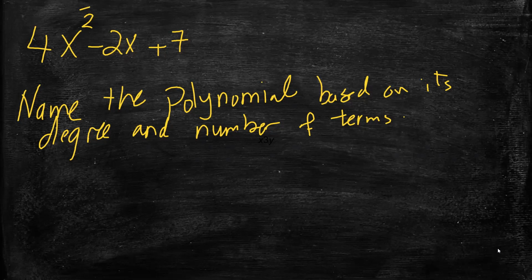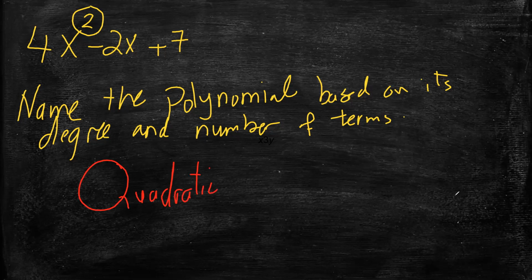If the highest degree here is 2, I will say it's a quadratic. If it is a 3, I will say it's a cubic. If it is a 4, I will say it is 4th degree. This is how we can name the polynomial. Now, based on its degree, what is the degree here? It is 2. So I will say it's a quadratic.